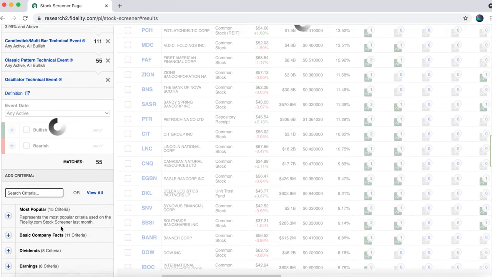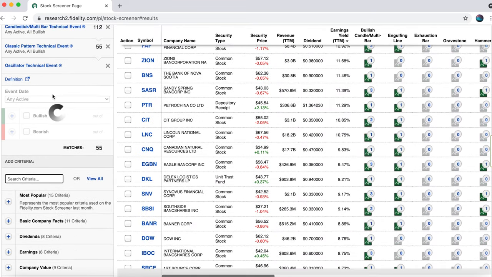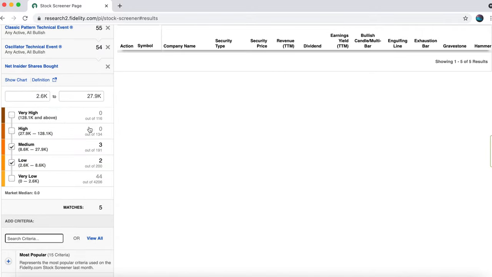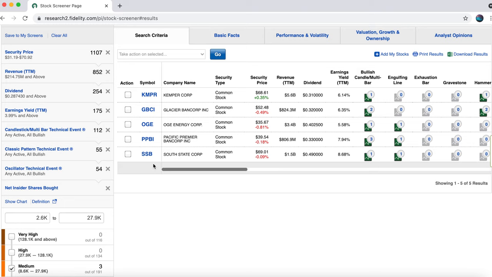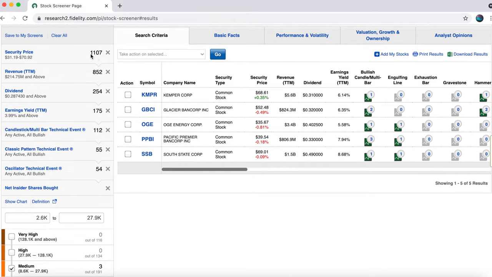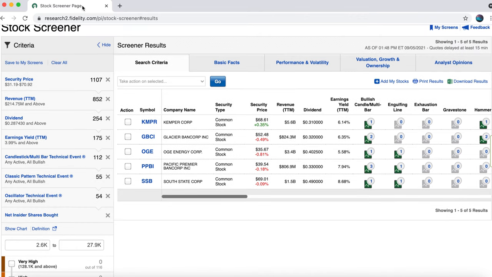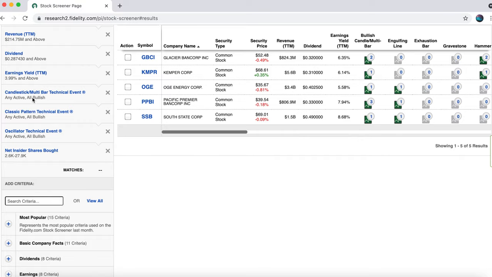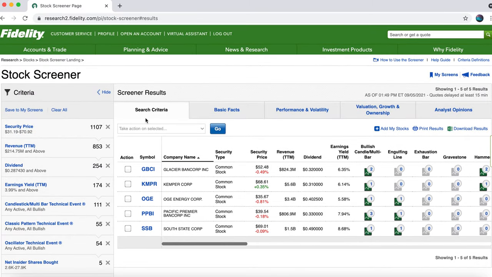So you can do a couple different technical events if you're looking for particular chart information. When I put in the insider purchases, it only narrows it down to 5 potential stocks. These 5 stocks started with 1,107. Now it's down to 5 with all of these different criteria that I put in. This is probably where you're going to do a majority of your work with your stock screeners, this left criteria menu. That's just one example of using this stock screener.